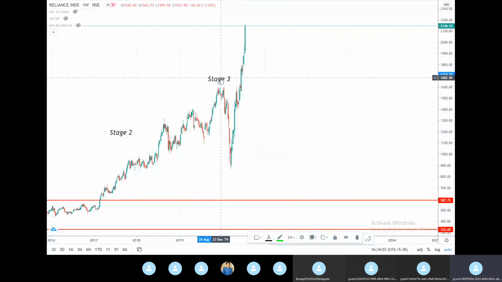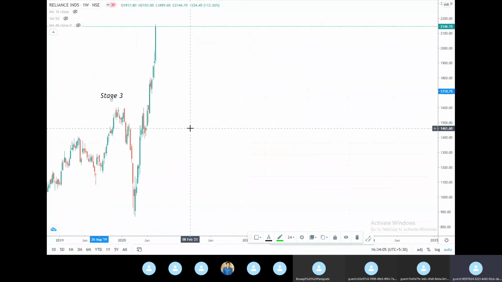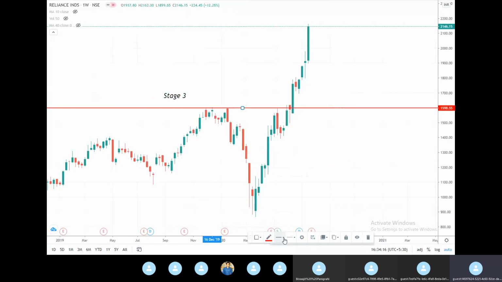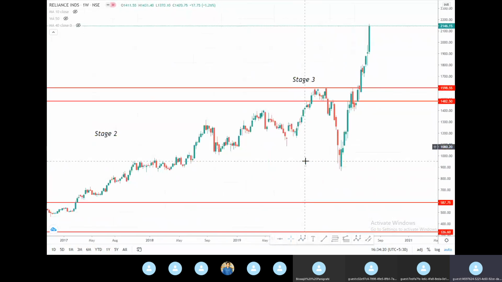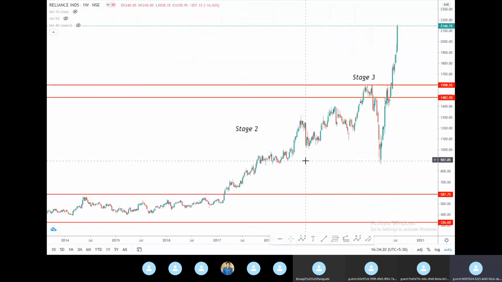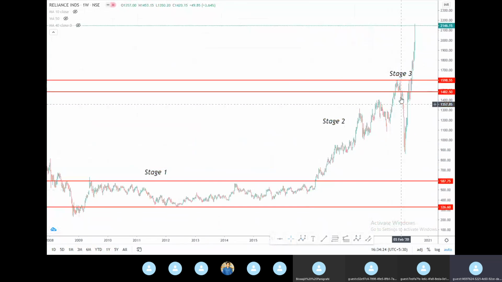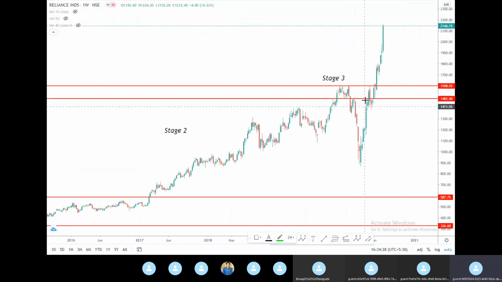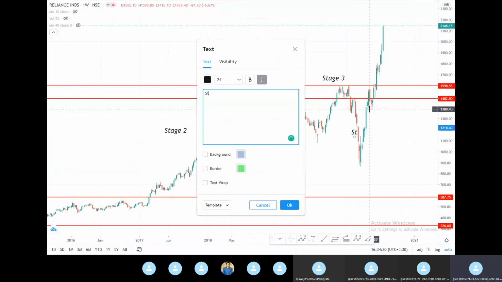Do you see how stage 3 happened? It happened in a range. This 1, 2, 3, this one happened in a range. So this is a range. So stage 1, stage 2, stage 3, and this is a huge decline that happened, which we can say is stage 4.